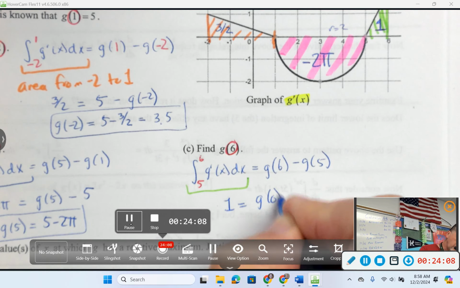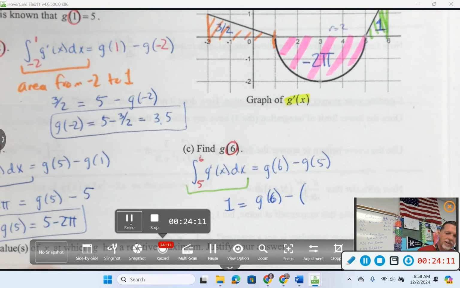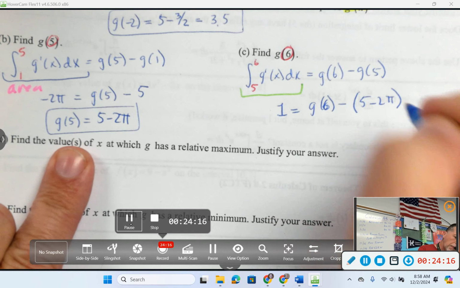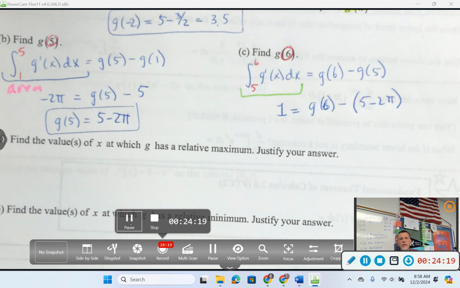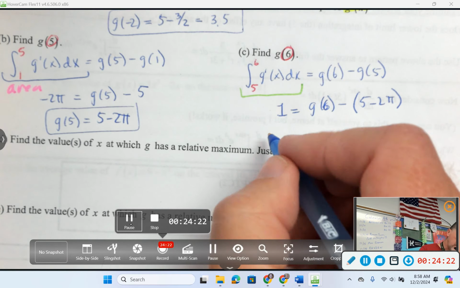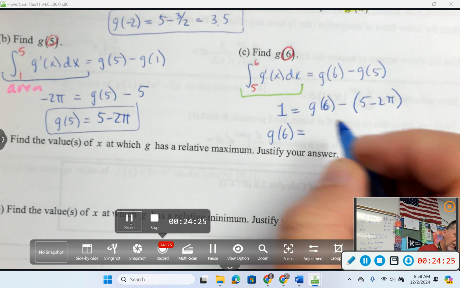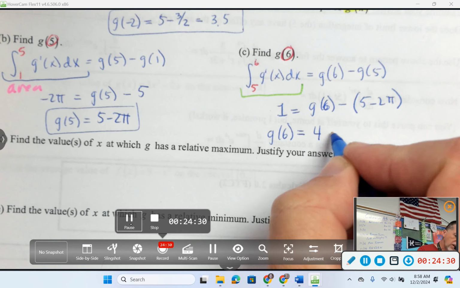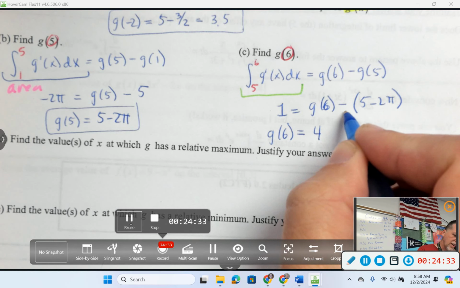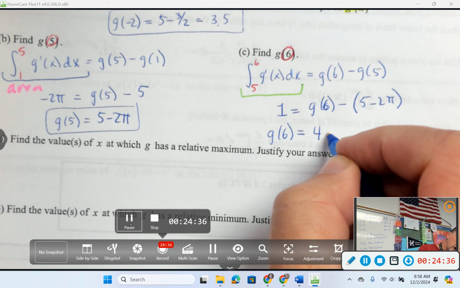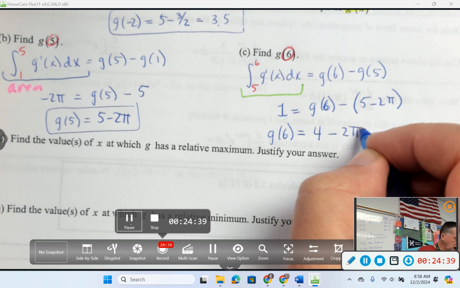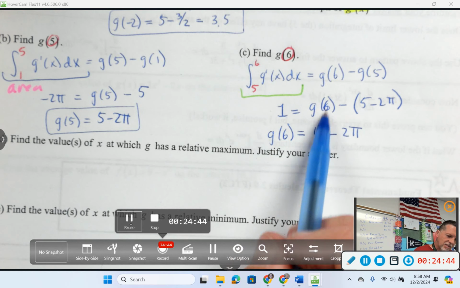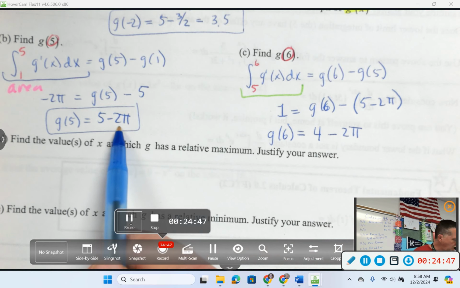G of 6 is what we're looking for, minus, I guess this is where it gets maybe complicated. G of 5 is 5 minus 2 pi. So G of 6 then is 1 plus 5 is 4. And then minus minus is plus 2 pi, but then I move it over, I get minus 2 pi. G of 6, don't know. G of 5 is 5 minus 2 pi.